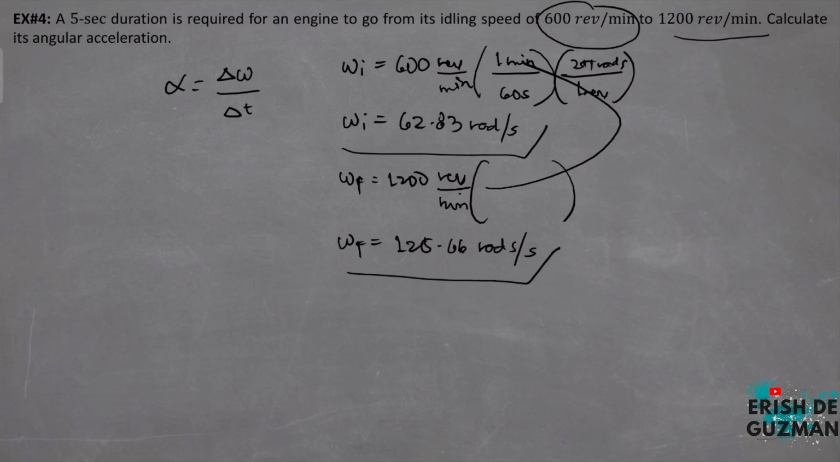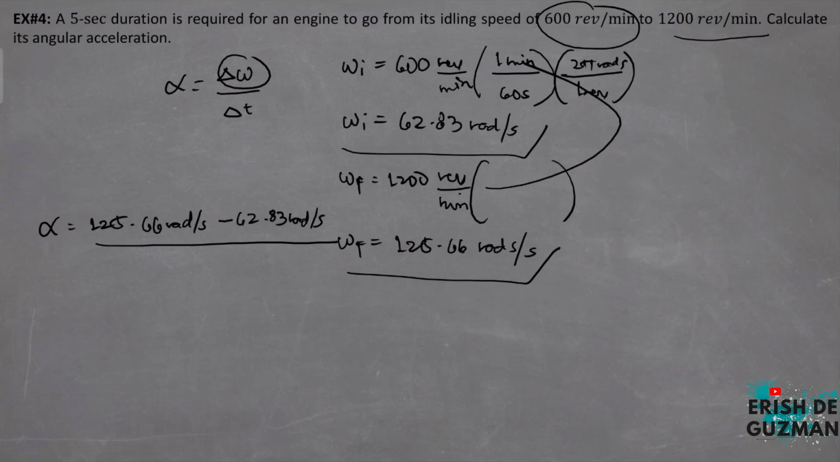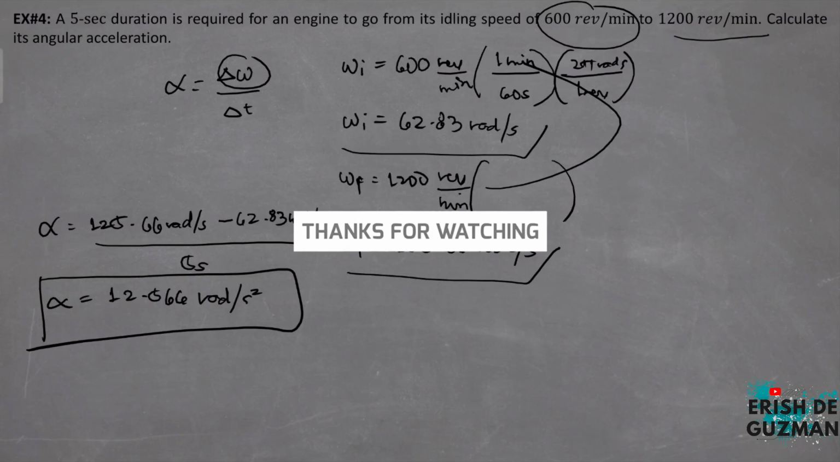radians per second. And to calculate the angular acceleration, the change in angular velocity is simply the final angular velocity minus the initial angular velocity. We have 125.66 radians per second minus 62.83 radians per second divided by the time interval na 5 seconds. And by calculating, angular acceleration is equal to 12.566 radians per second square. So this is example number 4.